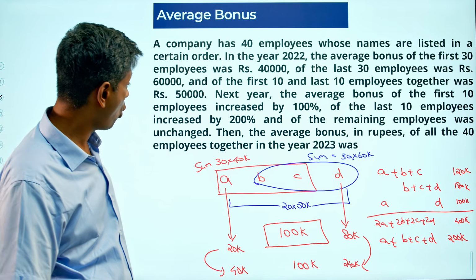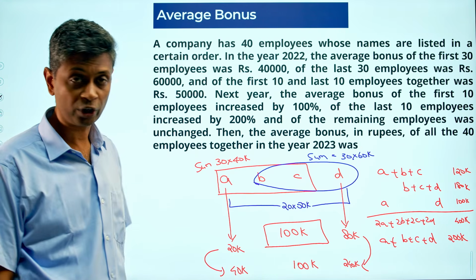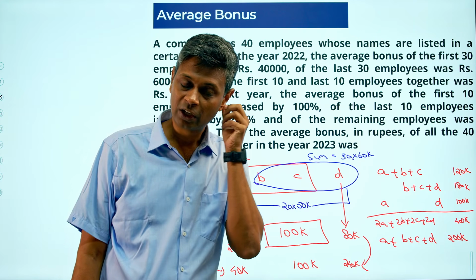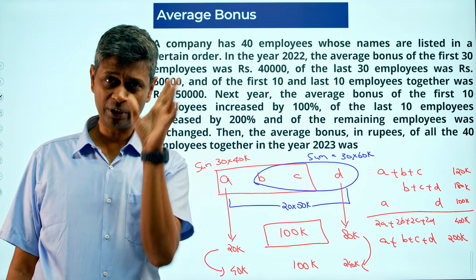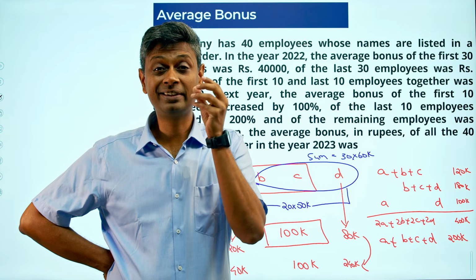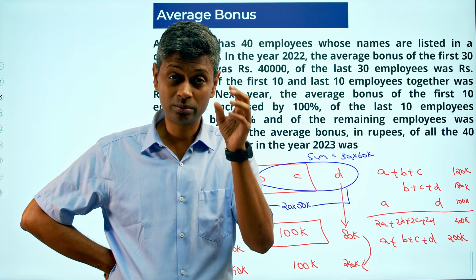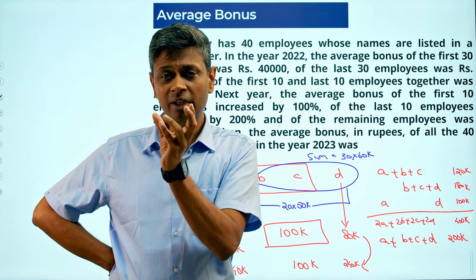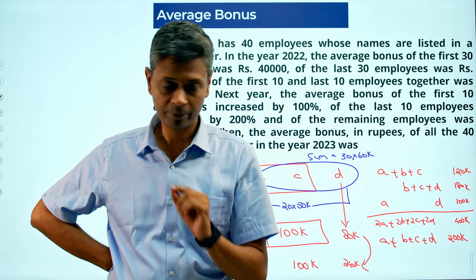Now what is the overall average of all the 40 employees put together? This plus this divided by 4. But we're taking a bunch of liberties here, treating this as one variable each, not 10. I don't want to do 10 employees together. First 10, middle 20, last 10. Middle 20 is treated as 10 plus 10. We're taking that liberty. Fine.